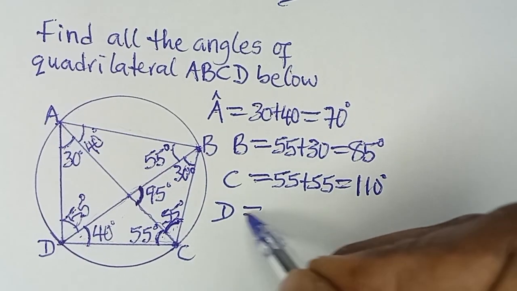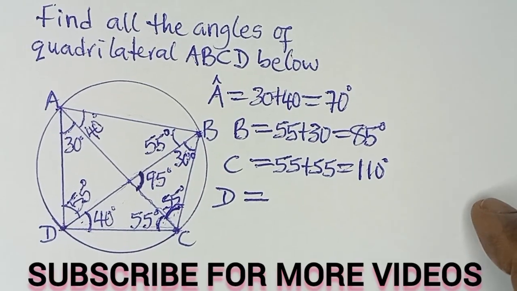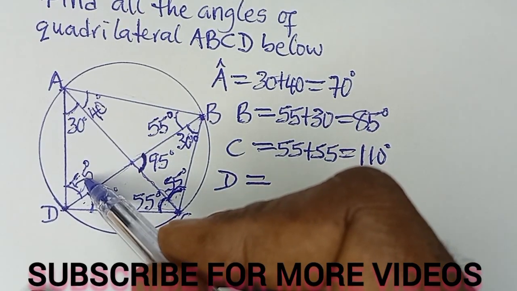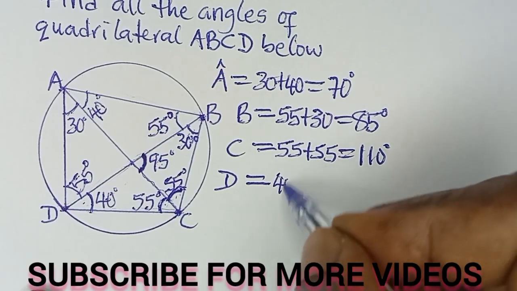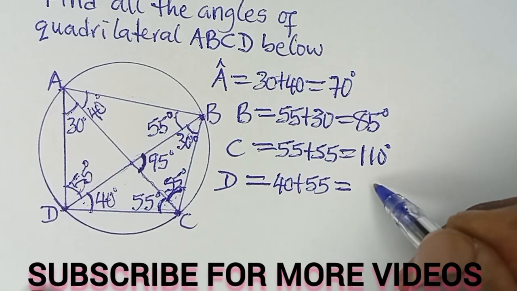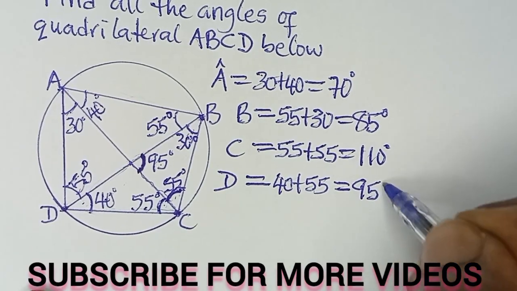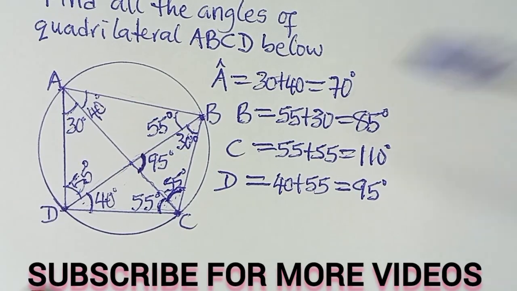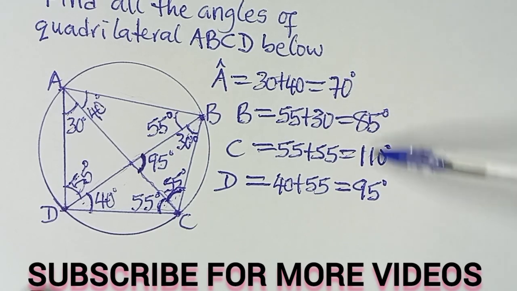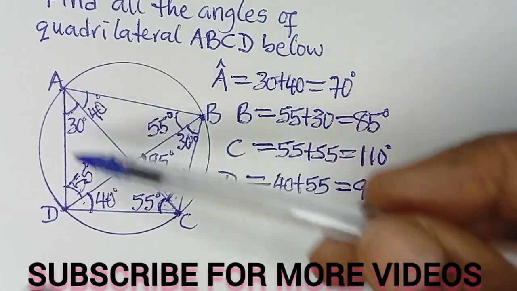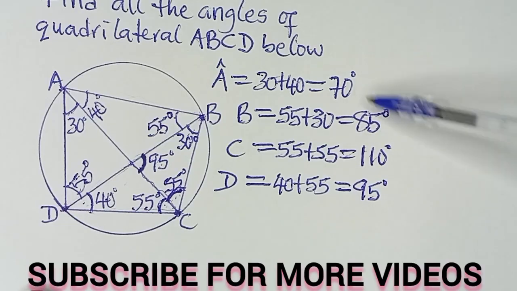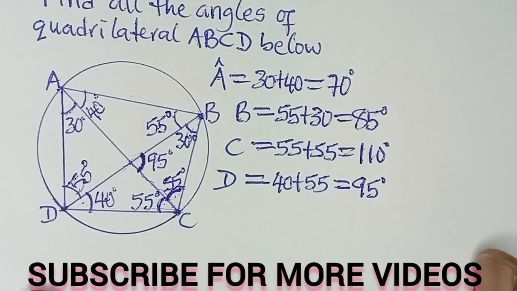Finally, angle D of the quadrilateral will give us 40 plus 55, and that will give us 95 degrees. Now, to be sure that your values are correct, if you add all these numbers, you are going to get 360 because the sum of angles in a quadrilateral adds up to 360. So adding all these angles will give us 360, and that shows that we are correct.